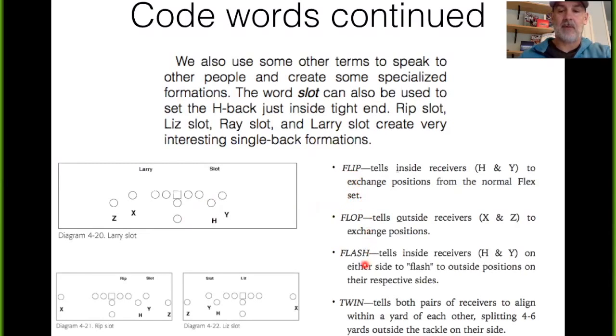Right over here, and again, I won't belabor each one of these, it basically is telling the wide receivers with code words, flip, flop, flash, and twins to switch alignments. You're inside, I'm outside, that type thing. Again, everything is created for multiplicity, simplicity, word recognition, and most importantly, getting your best player on their worst player.